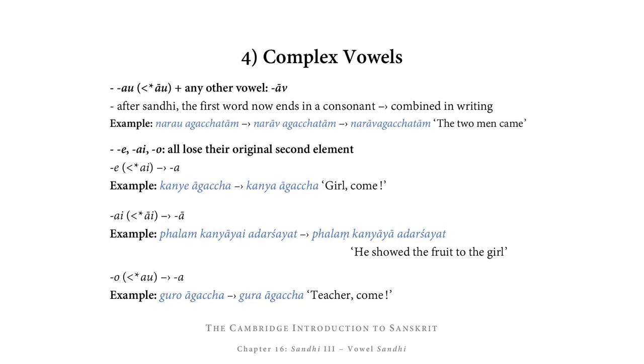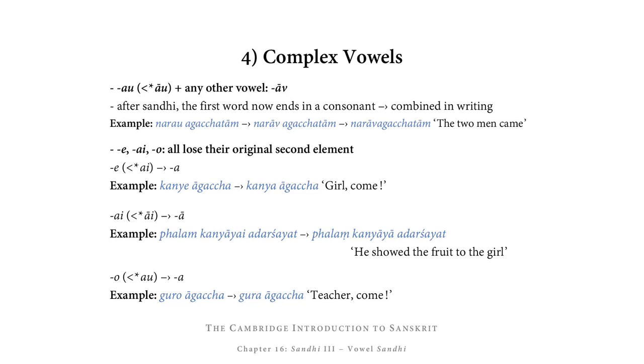Finally, complex vowels at the end of a word. If you remember, the complex vowels e, ai, o, au originally were ai, ai, au, and au. We're actually going to look at the last one first because this behaves differently from the others here. Now, au originally was āu, and when this is followed by any other vowel, then the u at the end of that changes into a v, its semi-vowel or glide equivalent. Therefore, when the word ends in a v, it ends in a consonant, and that would require using a virama.